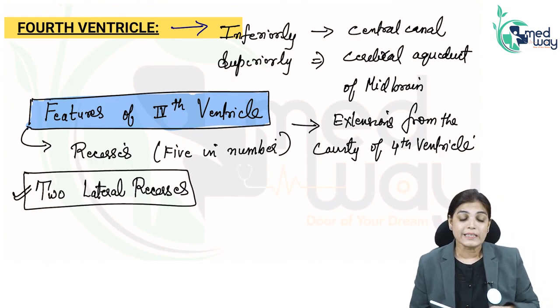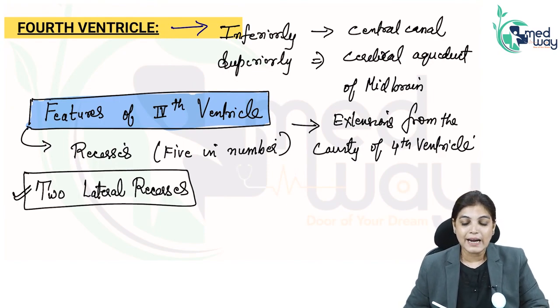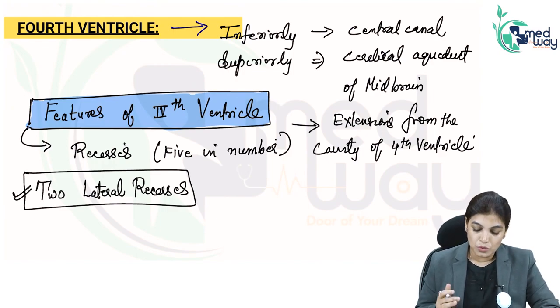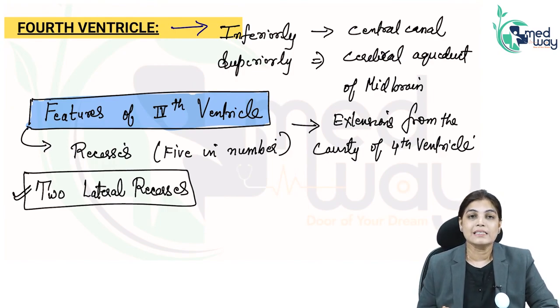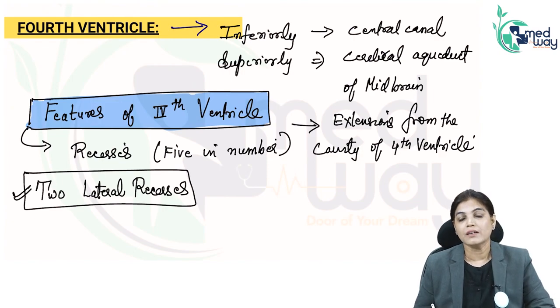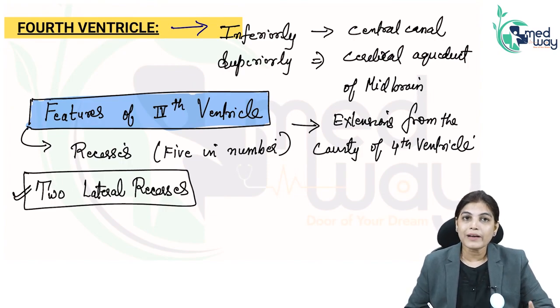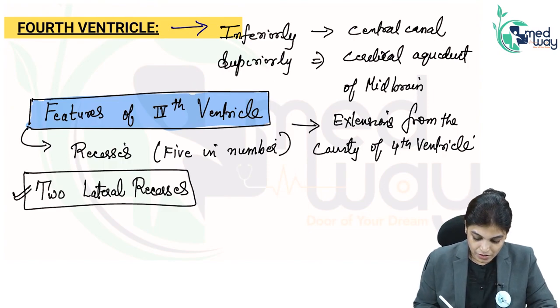If I talk about the two lateral recesses, one lies on each side and extends laterally between the inferior cerebellar peduncle ventrally and the flocculus dorsally. So what is the location of the lateral recesses in context of the fourth ventricle? It lies between two important structures: ventrally the inferior cerebellar peduncle and dorsally the flocculus. So we are done with this.